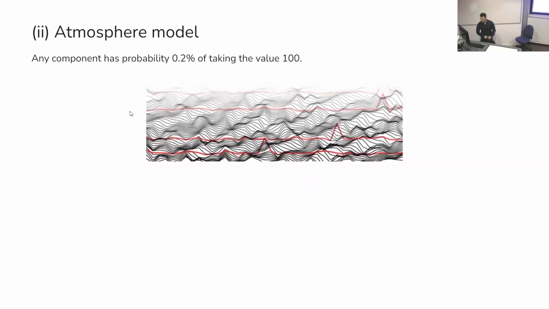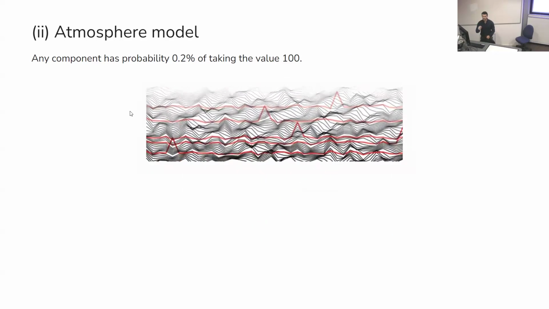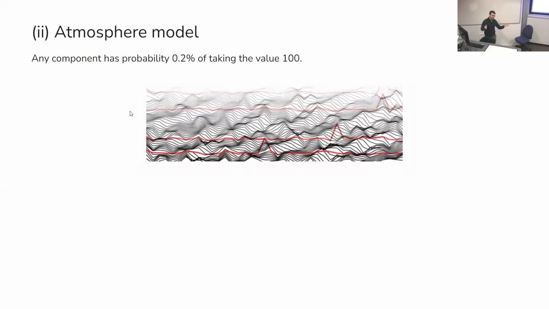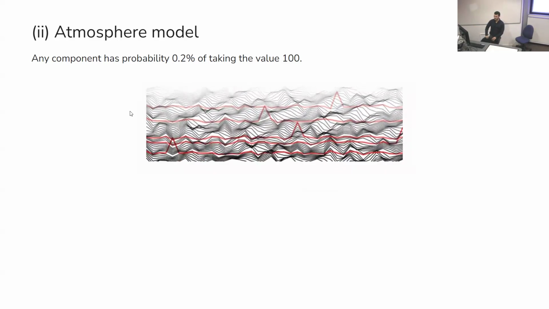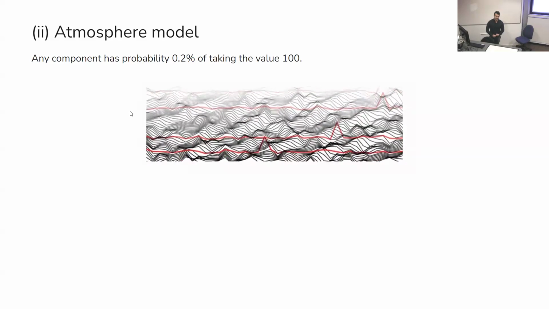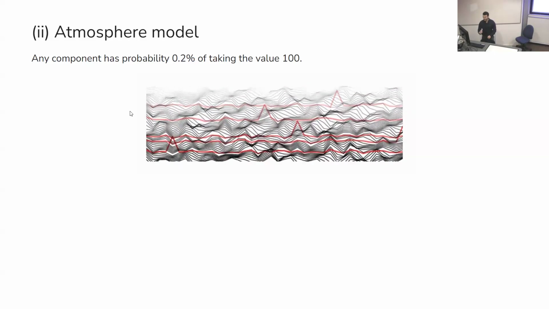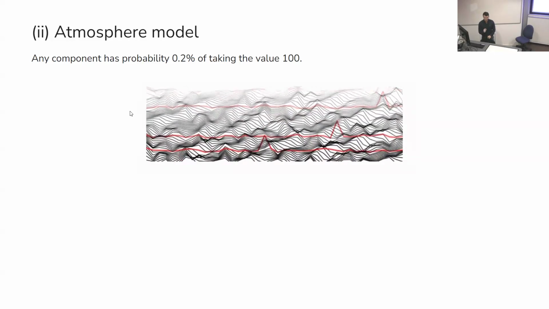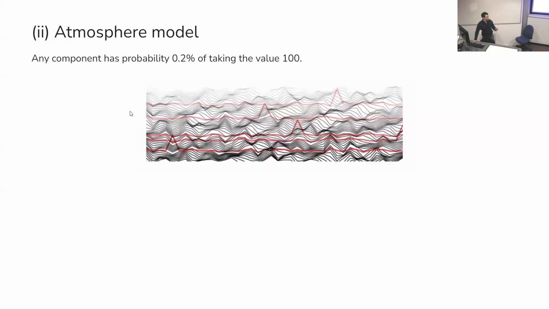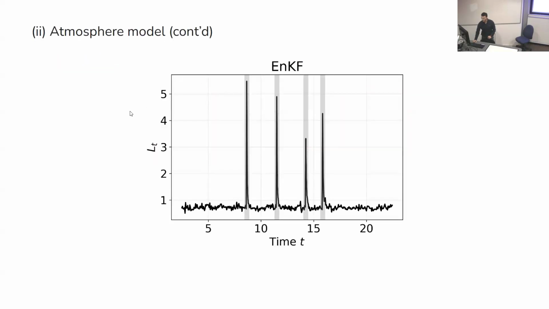For the atmosphere model, suppose that for any component of this high dimensional vector that is evolving through time, each of those components has a probability of 0.2% of taking the value of 100. So probably just one of the components is going to take the value of 100. It's a big value, but it's just one out of the 500 dimensional state. Then if you run the ensemble Kalman filter, things work well until they don't. You're going to have these huge spikes over here, these massive signals, and it takes a few steps to quickly revert back to the true state.